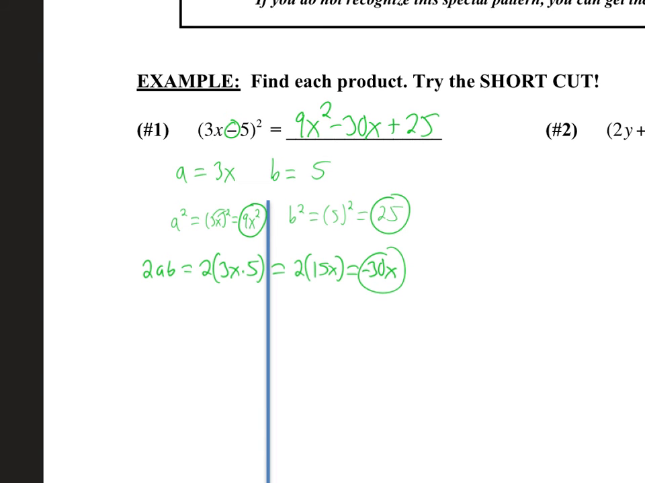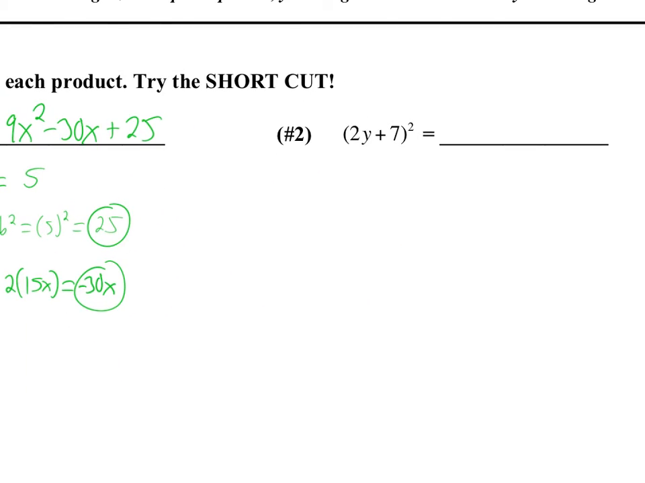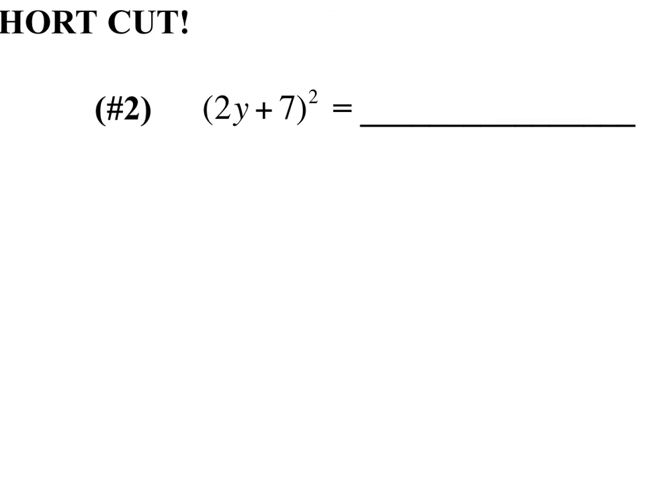If you were to distribute this and expand it out, do 3x minus 5 twice, like this, you can still do that. Like I said, you're still going to get the final answer of 9x squared minus 30x plus 25. Okay, we're kind of doing a shortcut. All right, let's do a little bit of a trick. I'm going to do the second one with a super shortcut, and then we'll do it the long way too, okay?